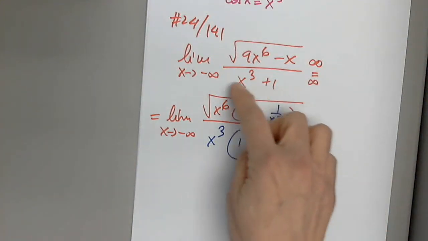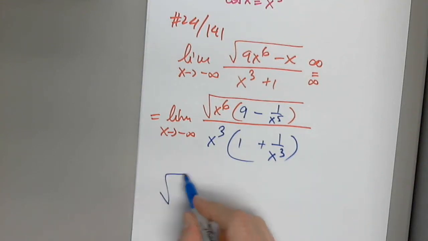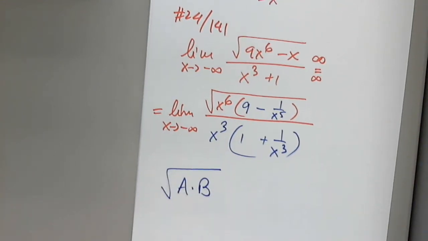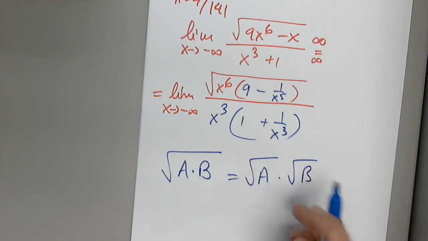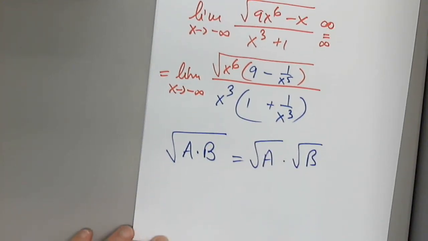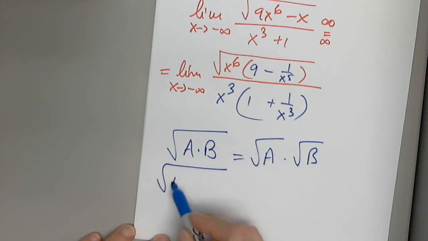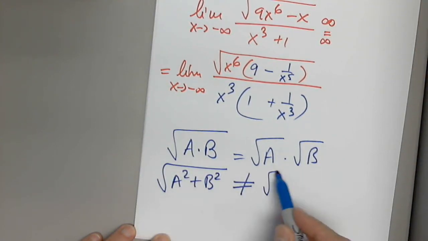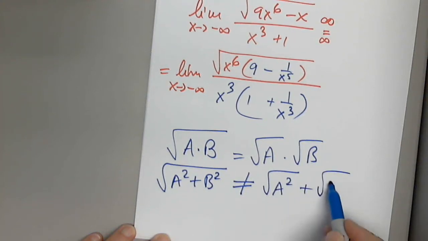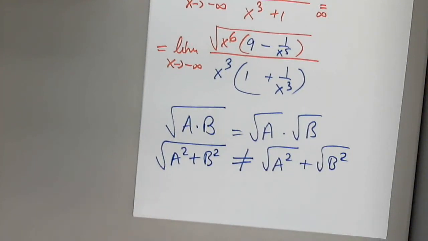Now, this is a product, a square root of a product. We are allowed to write the square root of A times the square root of B. I caution you because I saw it in your work. The square root of A squared plus or minus B squared does not equal the square root of A squared plus the square root of B squared. Please do not make this mistake. With a product or a ratio, yes. With a sum or a difference, no.